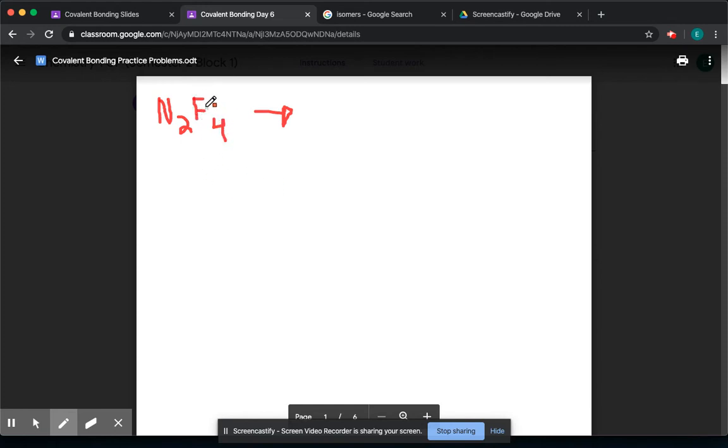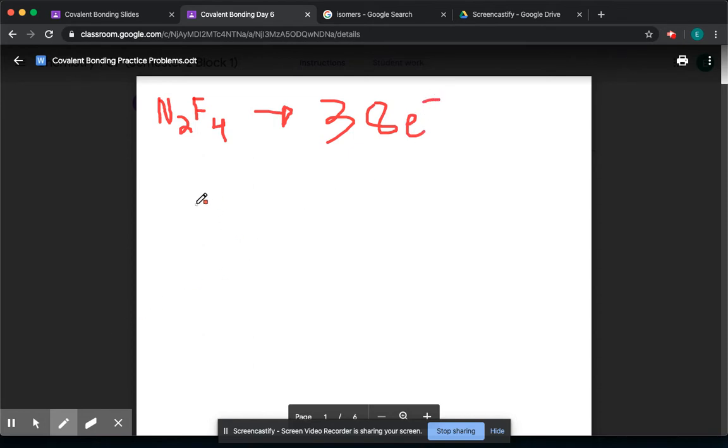We have 4 of them. 7 times 4 is 28. You get 5 from the nitrogen. You have 2 of them. 5 times 2 is 10. 10 plus 28 gives you 38. Okay. We have 38 electrons in our bank.